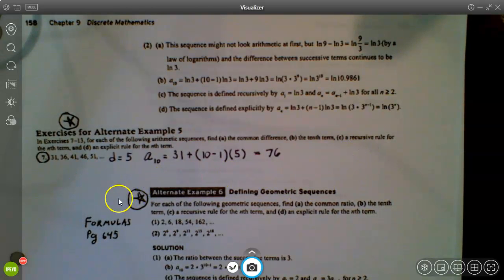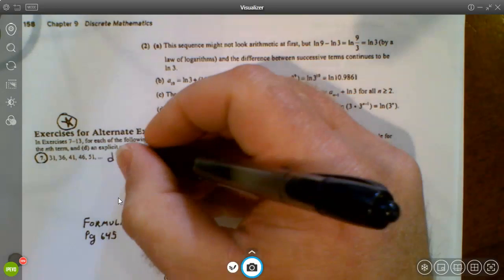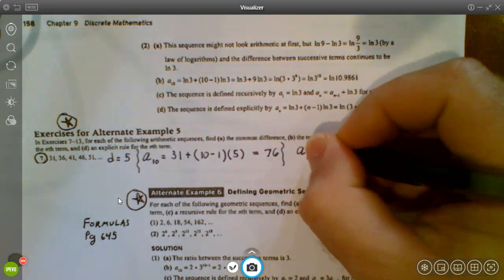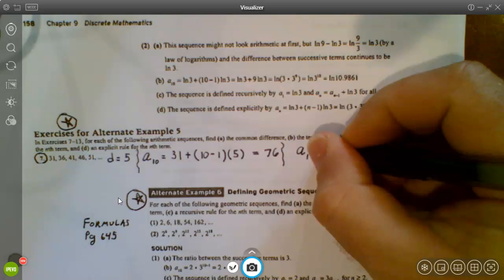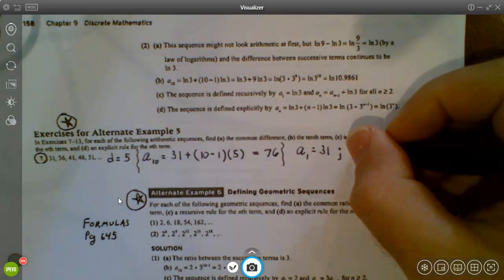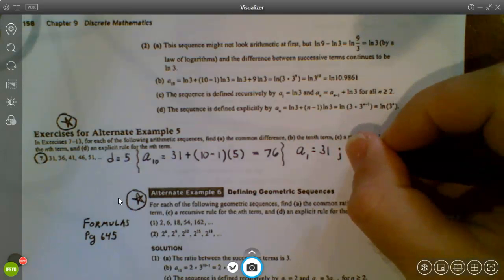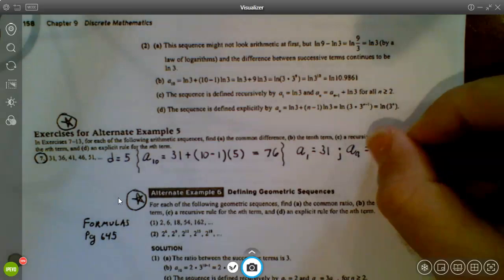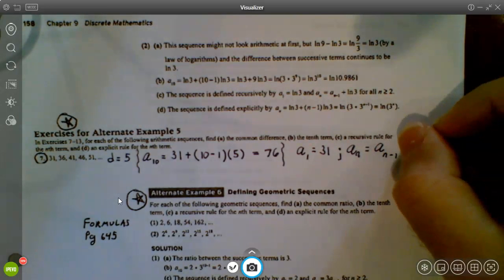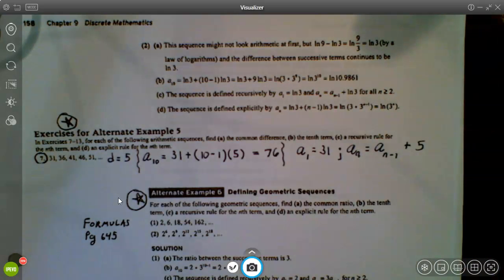As far as the recursive rule, remember for the recursive rule, we always want to identify the first term. And then, as far as the recursive rule goes, we are taking any previous term and we are adding 5 in order to get the next term in the sequence.